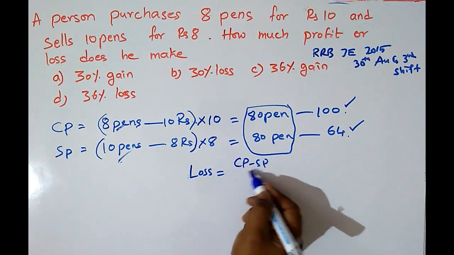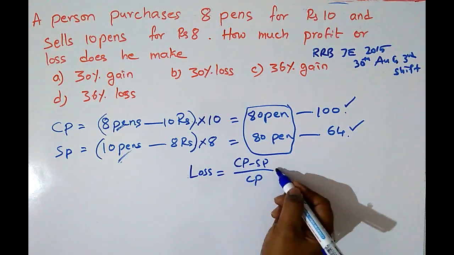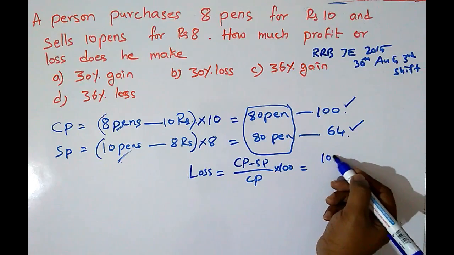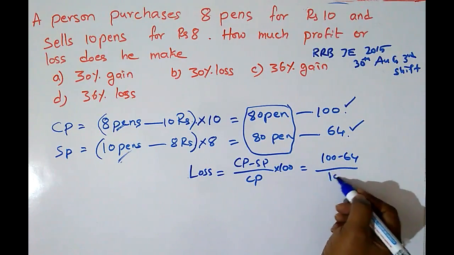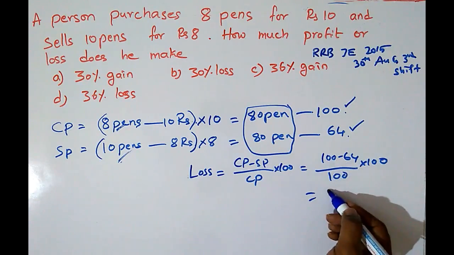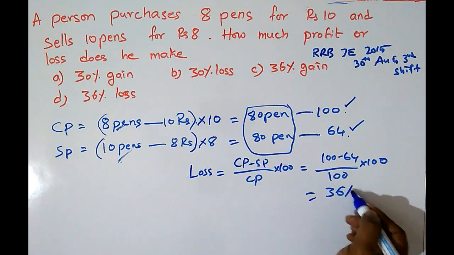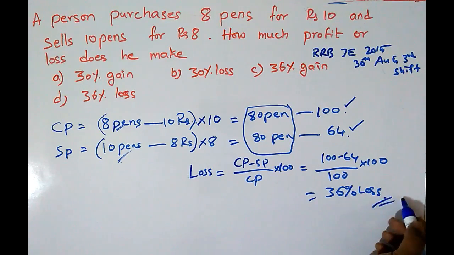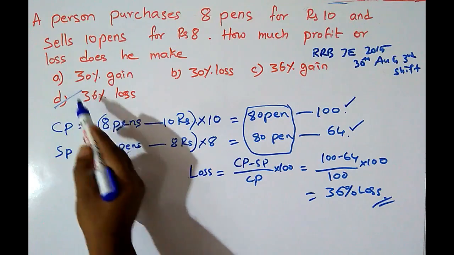Loss percentage is CP minus SP by CP into 100. That is, what is CP? 100 minus 64 by 100 into 100. The difference is 36%. Loss, friends. Loss percentage is 36%.